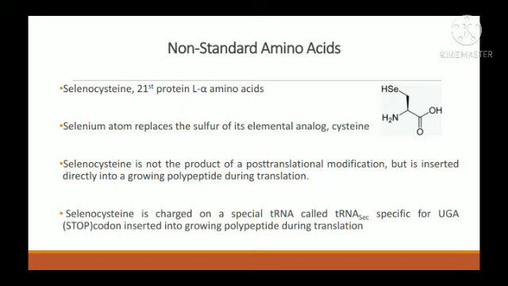it is directly inserted into any kind of polypeptide chain. It doesn't carry any genetic code as all the other amino acids do. They cannot be coded by the genetic code, but they are directly incorporated during translation. Okay, so next, selenocysteine is charged on a special tRNA molecule.